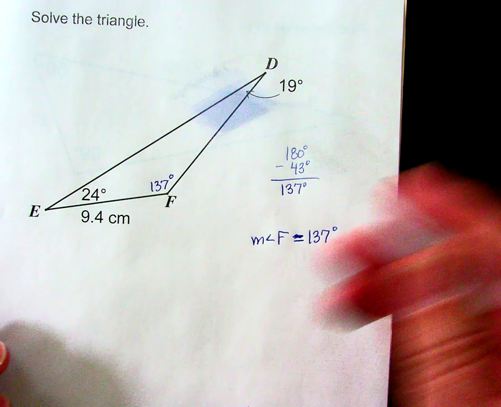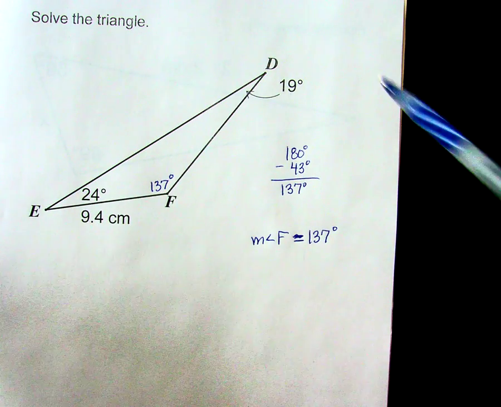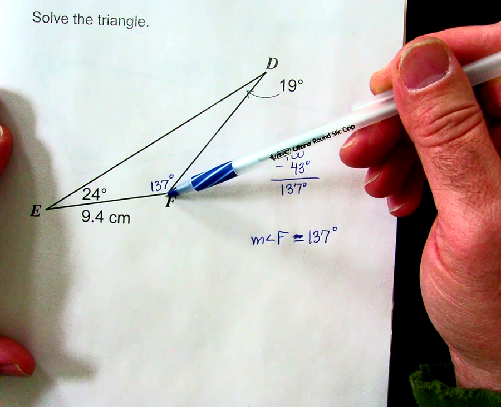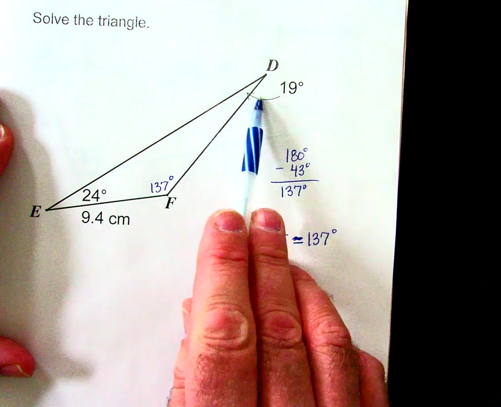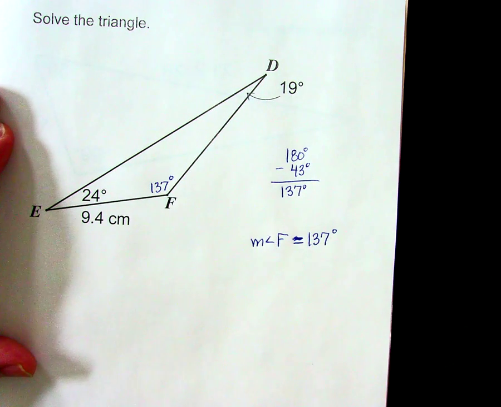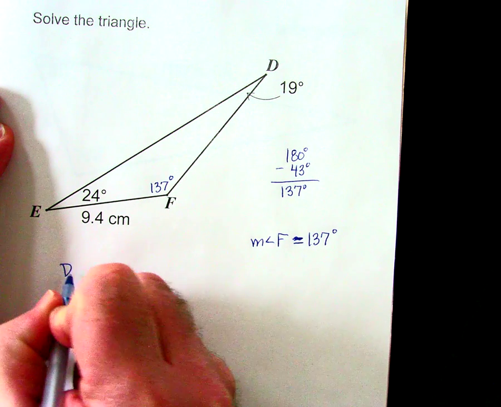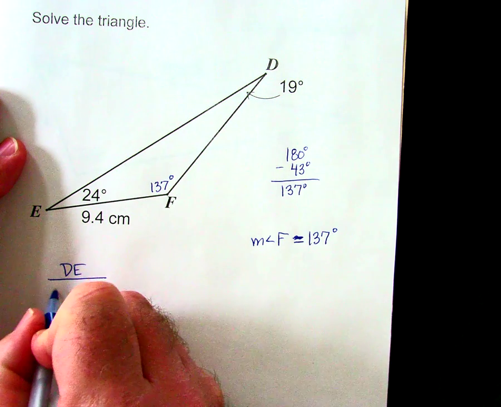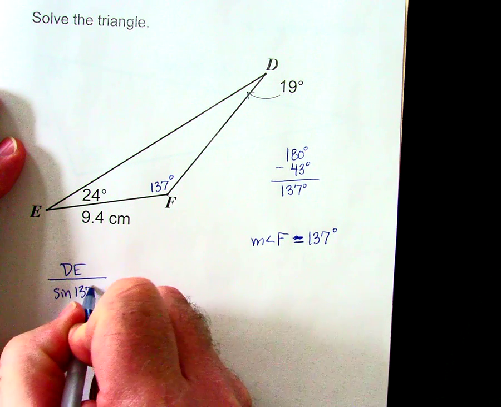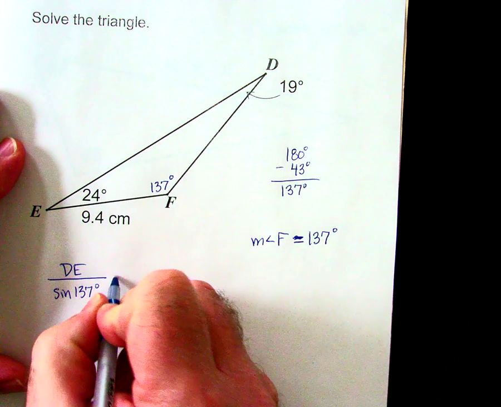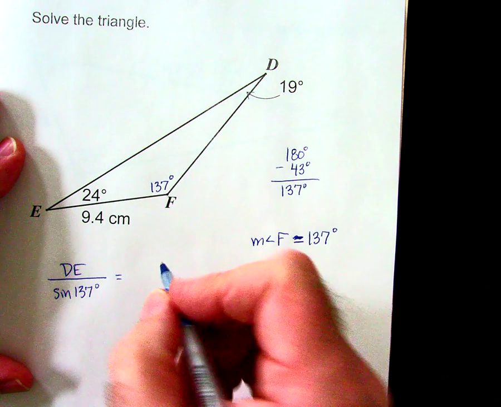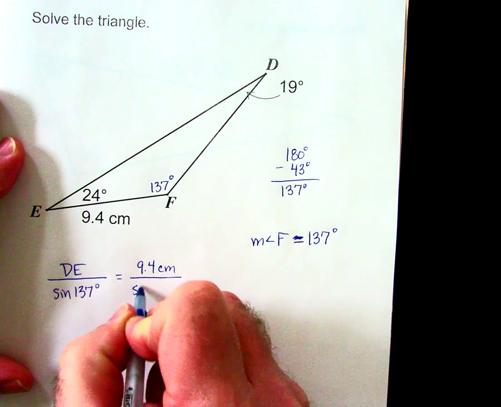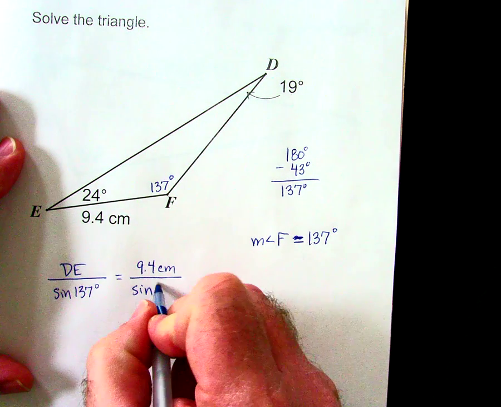Let's find DE, since E comes before F. That's opposite the 137 degree angle. 9.4 is opposite the 19 degree angle. So I have enough information here. I know that the ratio of DE to the sine of its opposite angle, the sine of 137 degrees, is equal to the length 9.4 centimeters divided by the sine of its opposite angle, which is 19 degrees.